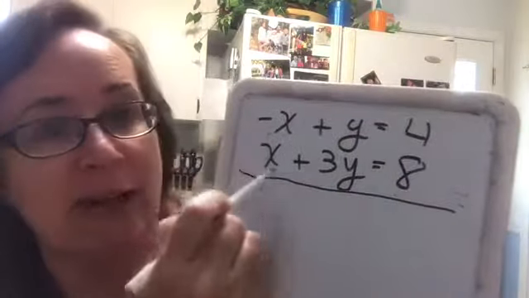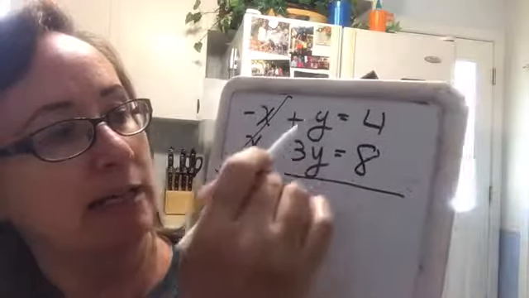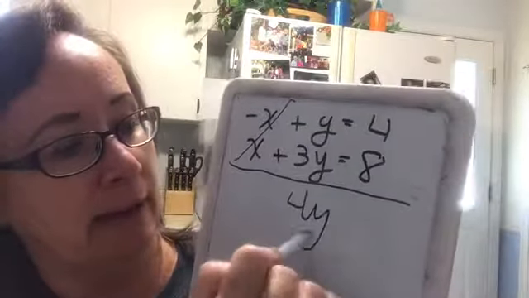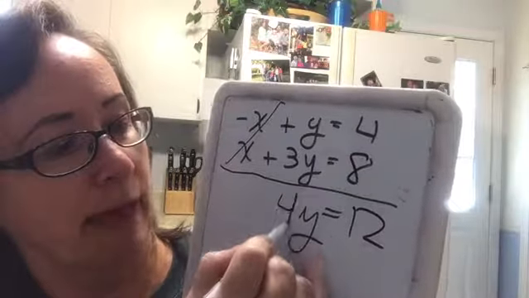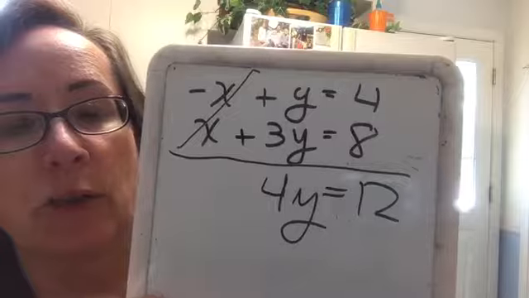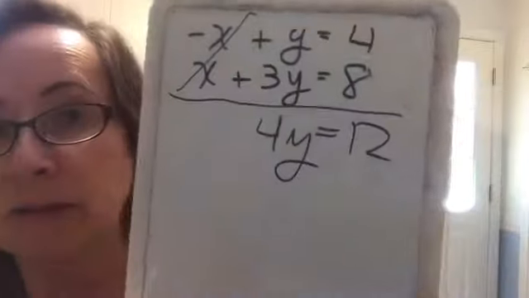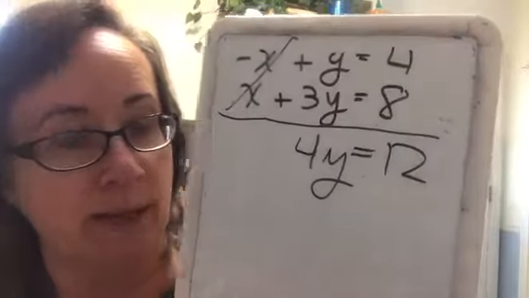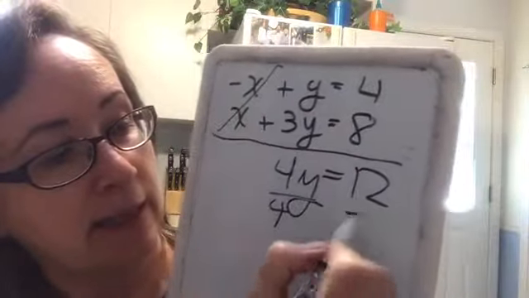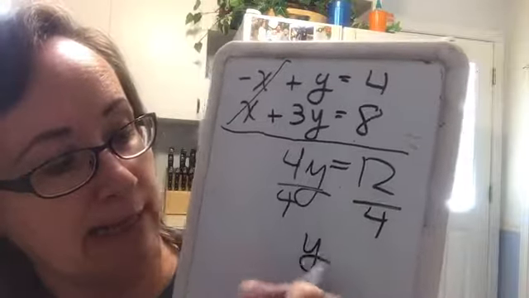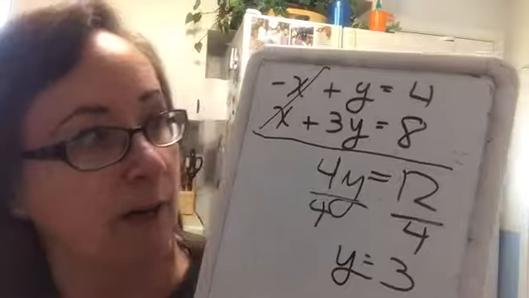So we have a negative x and an x, which will cancel each other out, leaving us with 4y is equal to 12. So 4y is equal to 12 is what I get when I add the two equations together. Now you'll notice I have one equation in one unknown, and if I divide by 4 on both sides, then I get y is equal to 3. So I've solved for one of my two variables.